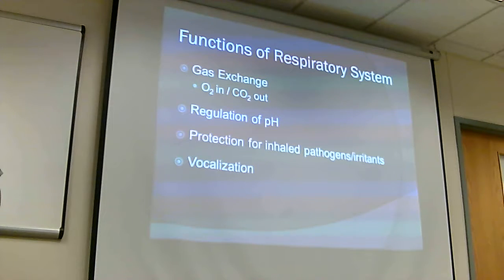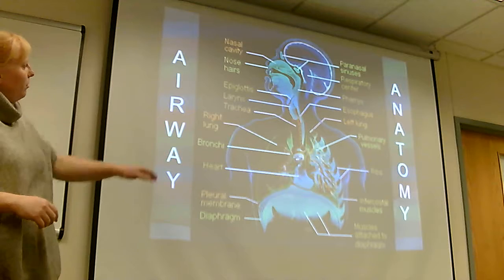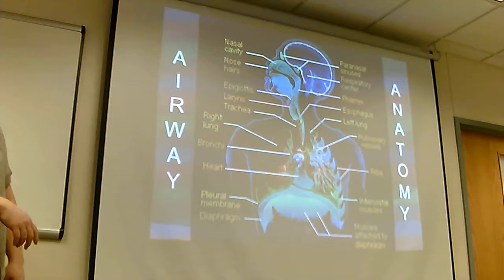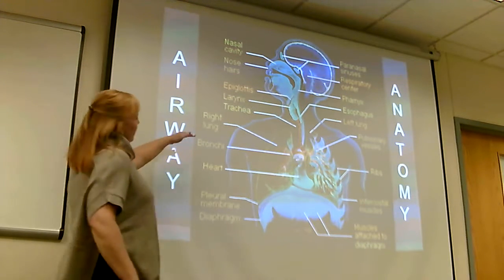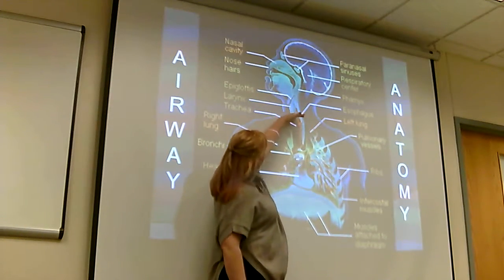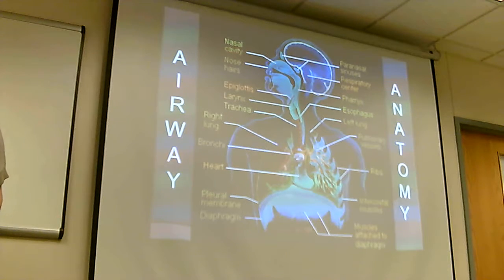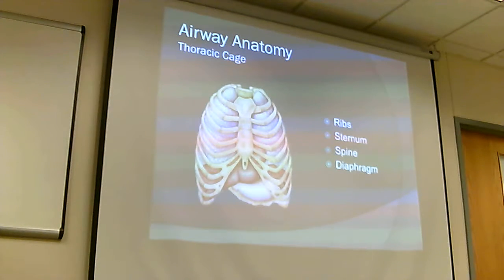So here is a picture of the structures we're going to learn about for the most part. I like this because there's extra things we're not going to learn about, but it's a good overview of what we're going to talk about as far as anatomy. So you've got the upper airway, basically from the larynx up, and trachea down is considered lower airway. A big part of the airway is the thoracic cage.